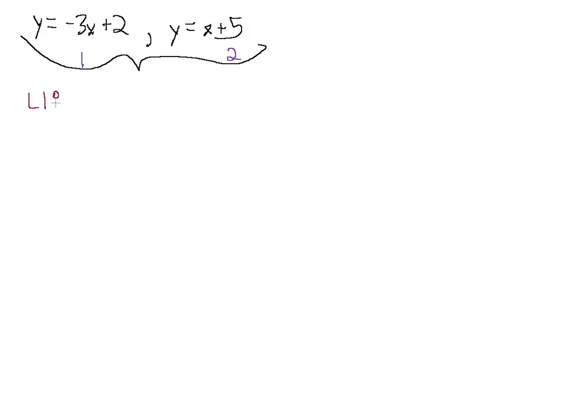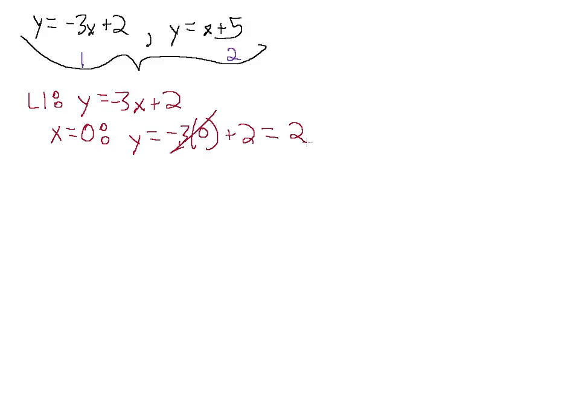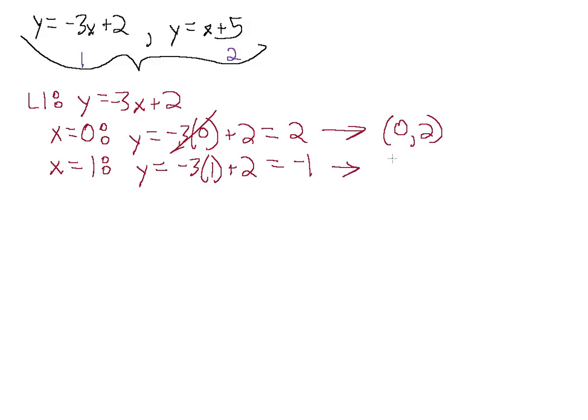So let's start with line 1. We have the line described by the equation y equals minus 3x plus 2. Let's go ahead and plug in a few values for x, such as x equals 0. So y equals minus 3 times 0 plus 2. That cancels, so we just have y equals 2, which gives us the point on the line 0, 2. Let's find a few more points so we can graph this line. When x equals 1, y equals minus 3 times 1 plus 2. Minus 3 times 1 is minus 3, plus 2 is just minus 1. So we have the point 1, minus 1 for our second point.